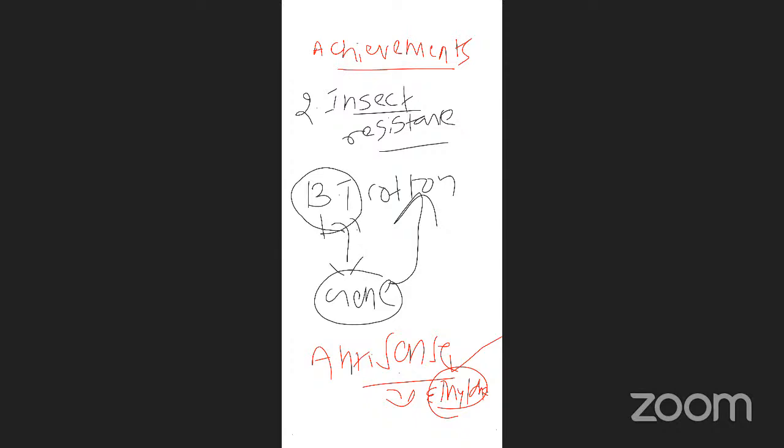What are the risks? Exactly, risks opposite to the achievements. I can give the best example: BT cotton. BT cotton kills the insect. But here the target insect is the caterpillar only. Does the BT gene kill only the caterpillar or other insects also? Other insects also. So that is the major disadvantage.